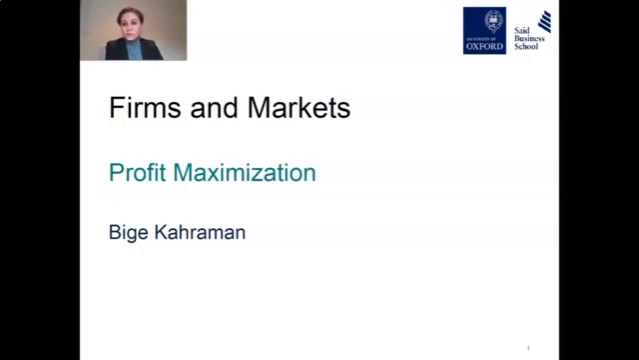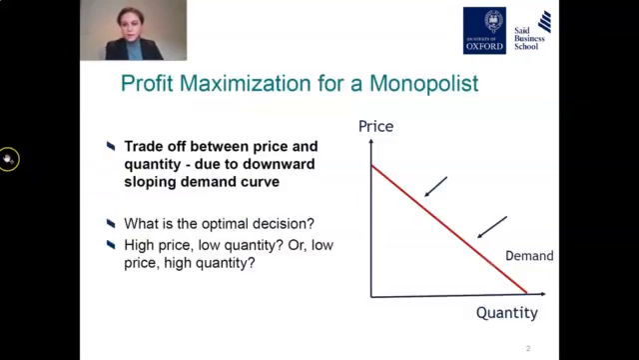So today I want to start talking about the principles of profit maximization. Let's begin. We're going to start talking about principles of profit maximization for a monopolist. Remember the definition of a monopolist?